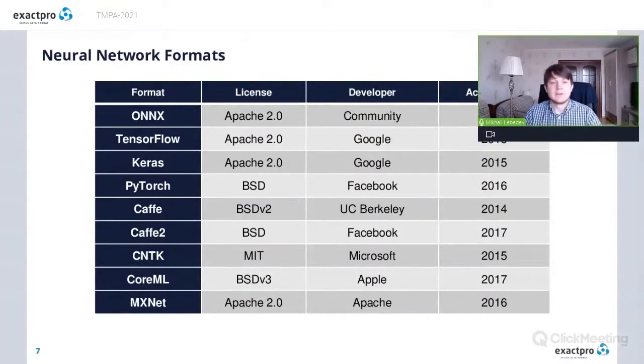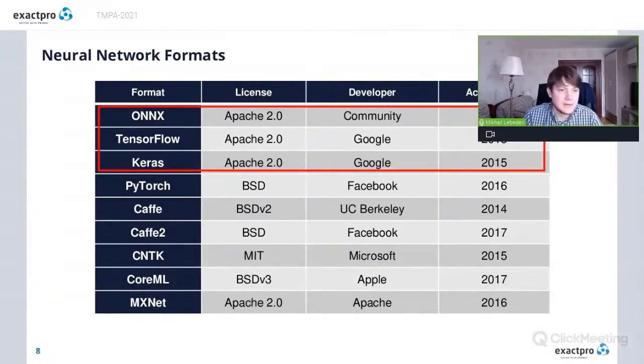So let's start with the neural network part. First of all, I would like to say some words about the neural network formats which are used in different tools nowadays. The most popular formats are ONNX, TensorFlow, and Keras. So we have used these formats in our evaluation part. The other formats are not so usual.